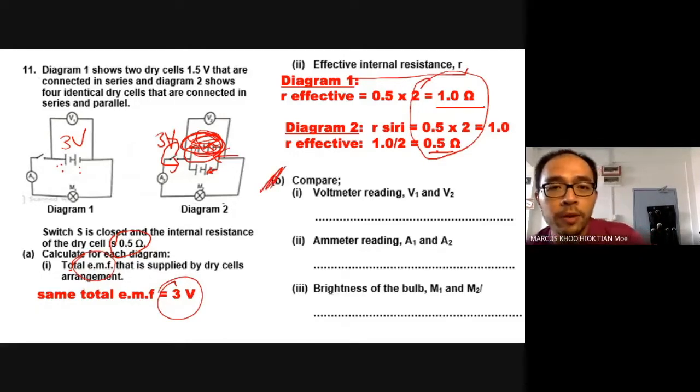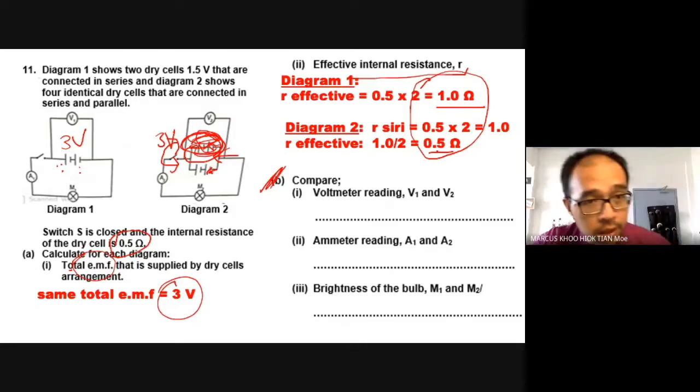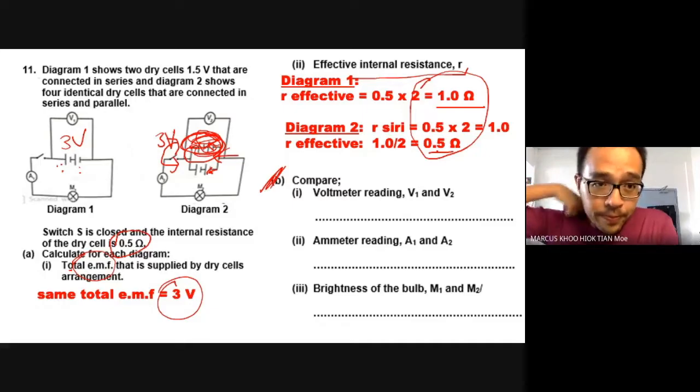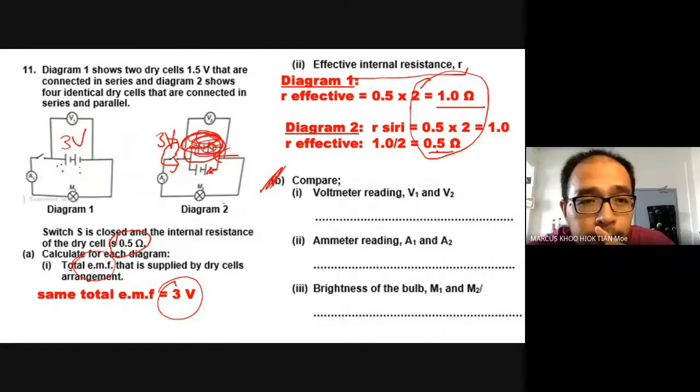So I'm going to call the people that didn't do the question just now. Wilson, compare the voltmeter readings V1 and V2, please. The voltmeter reading in V2 is greater than V1. Okay, why?